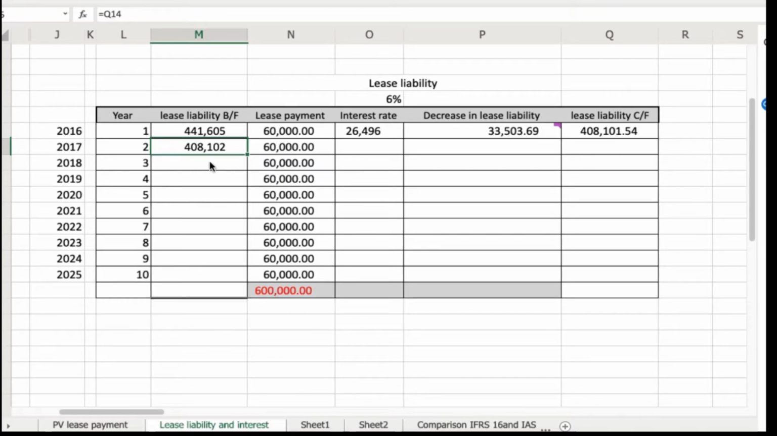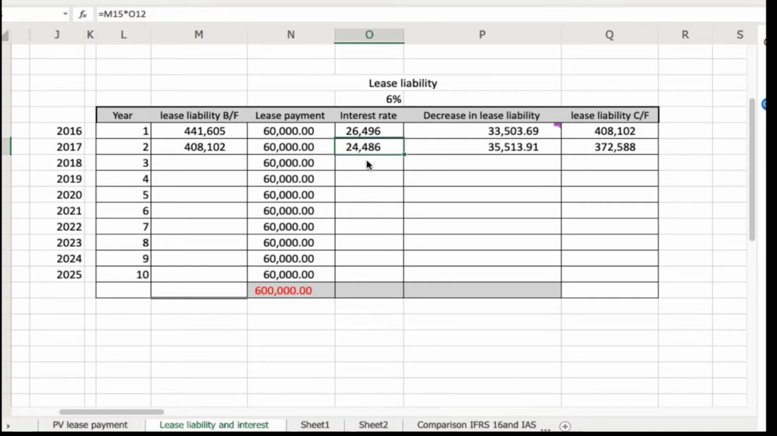Okay, the same, we charge interest for this amount at 6%, and the decrease in lease liability is the same as the previous one, the lease payment minus the interest. And the long-term lease liability is going to be the lease liability brought forward minus the short-term lease liability. We fill the automatic formula now. I hope you understand the formulas.